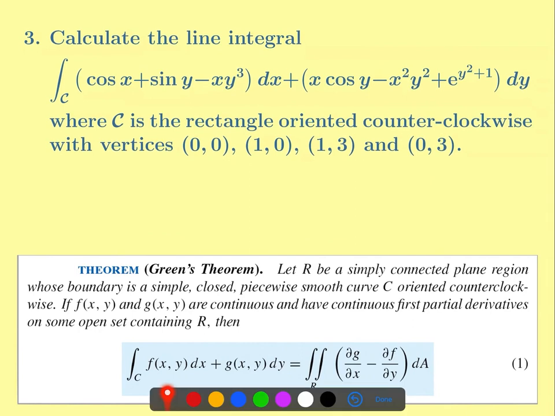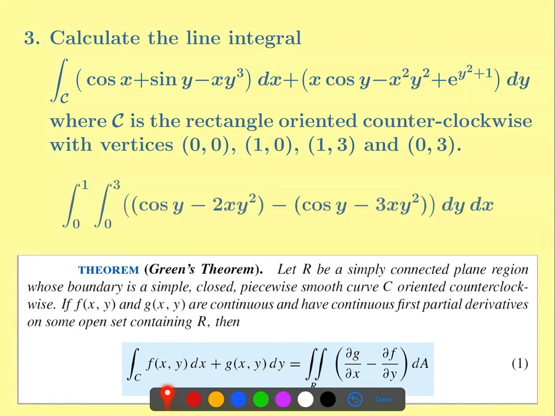And to set it up, I'm going to do a double integral over the rectangle here that we have. And again, x goes from 0 to 1 and y goes from 0 to 3 in this rectangle. So I just put x from 0 to 1 and y from 0 to 3. And then we need to do what it says in here with this integrand. We want to take the derivative of what's in front of the dy here, this, with respect to x. So we get cosine y minus 2xy squared. This will be 0 when I take the derivative. So we get cosine y minus 2xy squared.